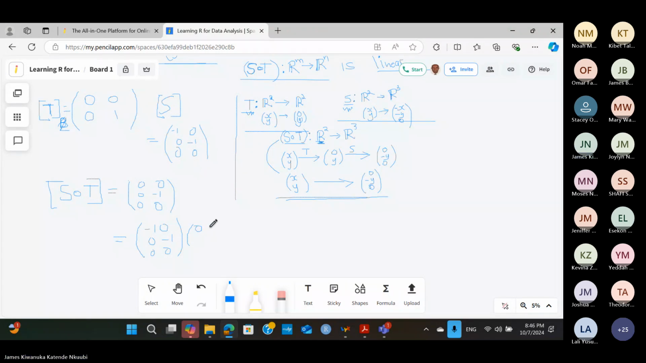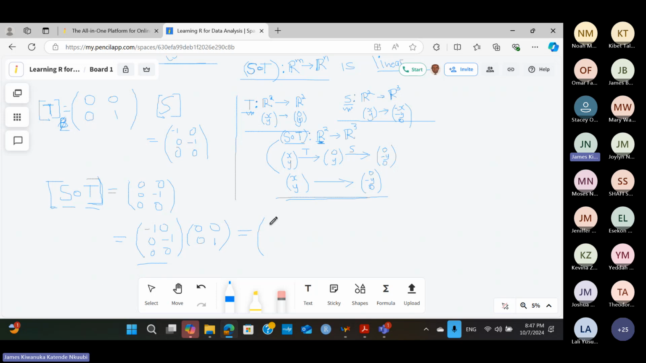0, 0, 0, 1. So if I know the matrix for the linear transformation of S and that of T, I can get the matrix of the linear transformation of the composition of S and T just by multiplying them in the same order in which they appear in the composition. We can double check if this is correct. I hope we did the correct calculations.